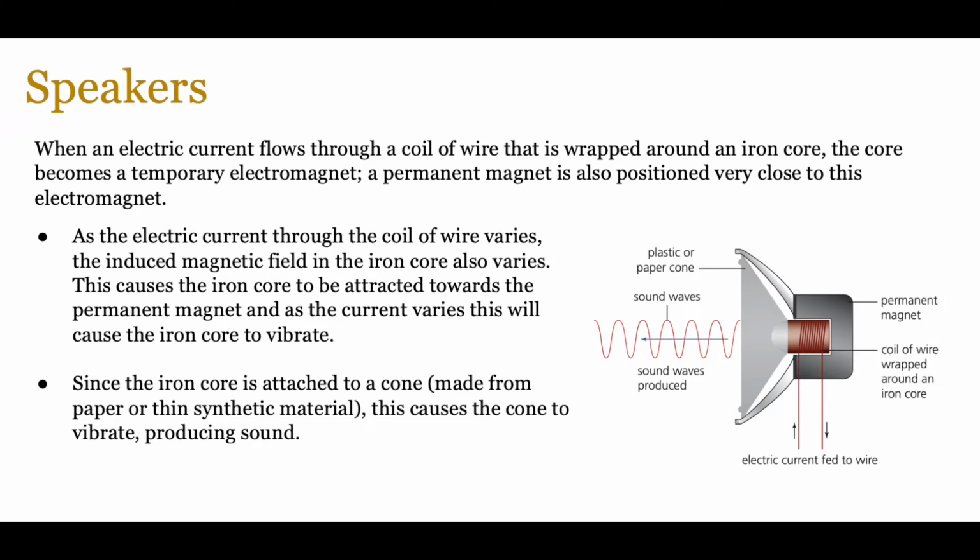So basically what happens is, when an electric current flows through the coil of wire that is wrapped around an iron core, the core becomes a temporary electromagnet. A permanent magnet is positioned very close to this electromagnet, and as the electric current passes through the coil, the induced magnetic field in the iron core changes, and this causes the iron core to be attracted towards the permanent magnet, and as the current varies, this causes the iron core to vibrate because it's moving backwards and forwards. And as the iron core is attached to a cone, which is normally made out of paper or a thin synthetic material, this causes the cone to vibrate, which then produces the sound.